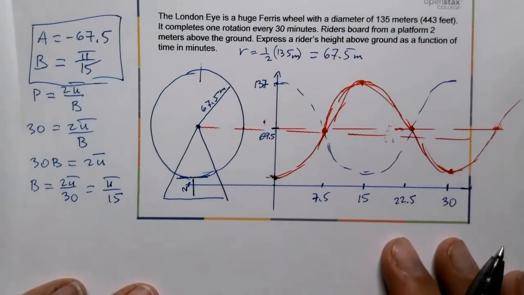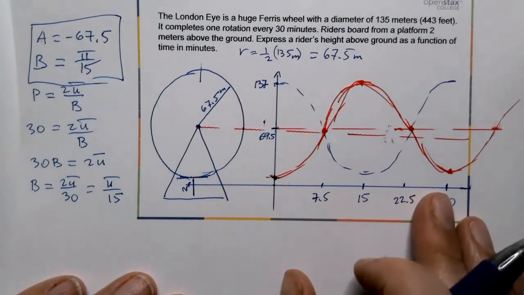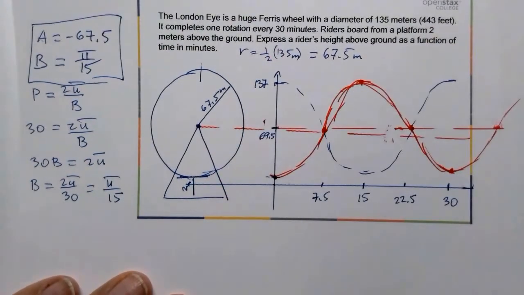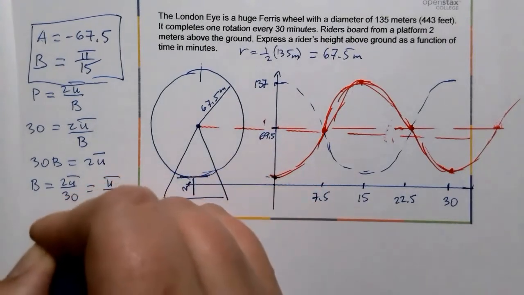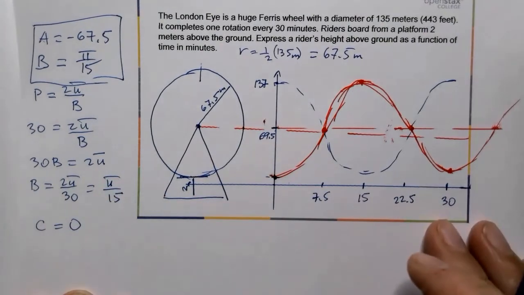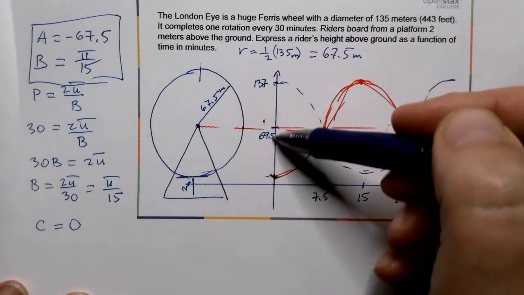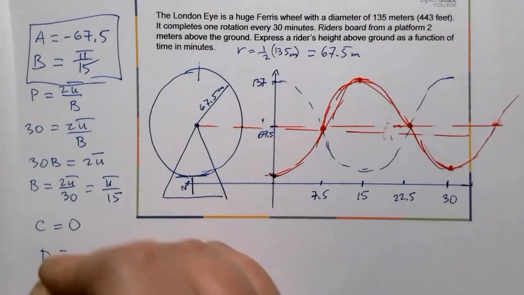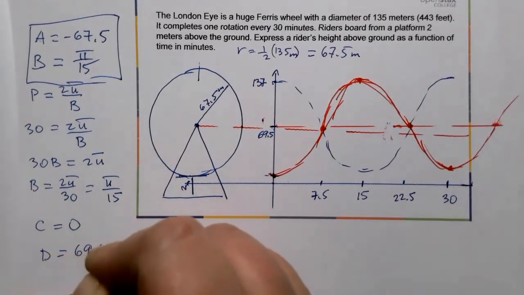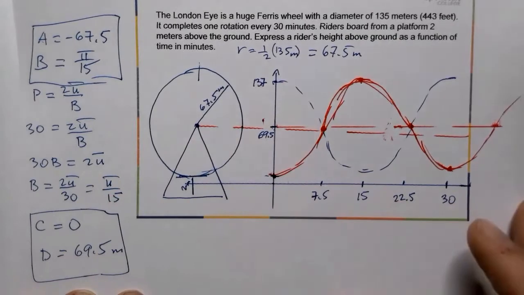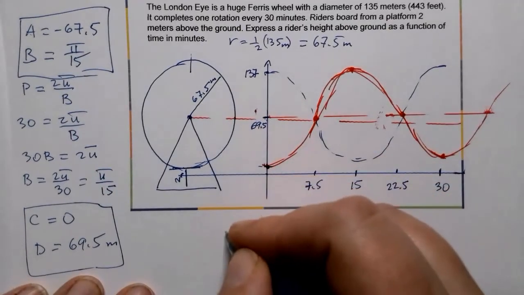Okay, so what about C? What about the phase shift? There is no shift actually, there is a flip. So I'm just going to leave C equals 0. All right, and what is D? Well, D is actually the distance of the midline above the ground. So D is 69.5 meters. Okay, so I have my other two parameters, and I'm ready to write this function.